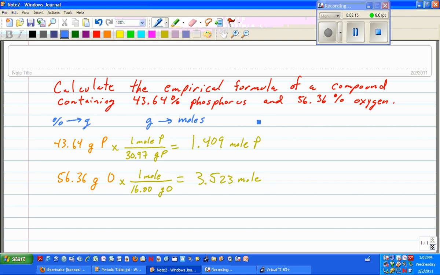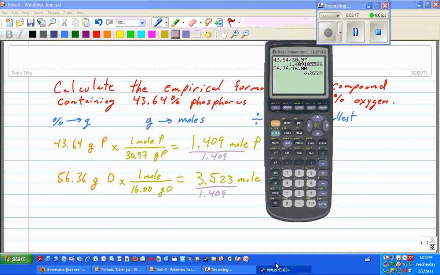The next thing we do is divide by the smallest. Of our smallest, we've got a choice of 1.409 or 3.523. 1.409 is clearly the smallest. So what we'll do is divide these by 1.409, which is going to give us 1 for phosphorus. Let's go ahead and grab our calculator again.